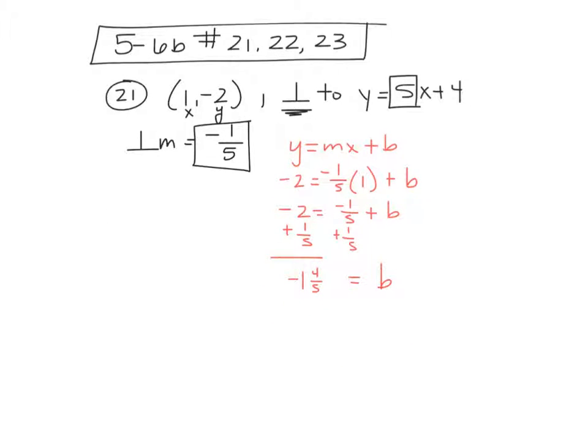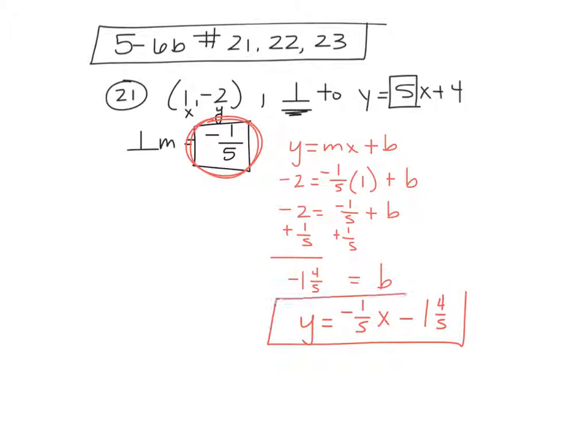So we can write that as y equals the slope, where'd my perpendicular slope go? Right here, -1/5 times x plus a negative, so really minus 1 4/5. Or maybe you call that 9/5, that would be fine too. But that would be your equation.